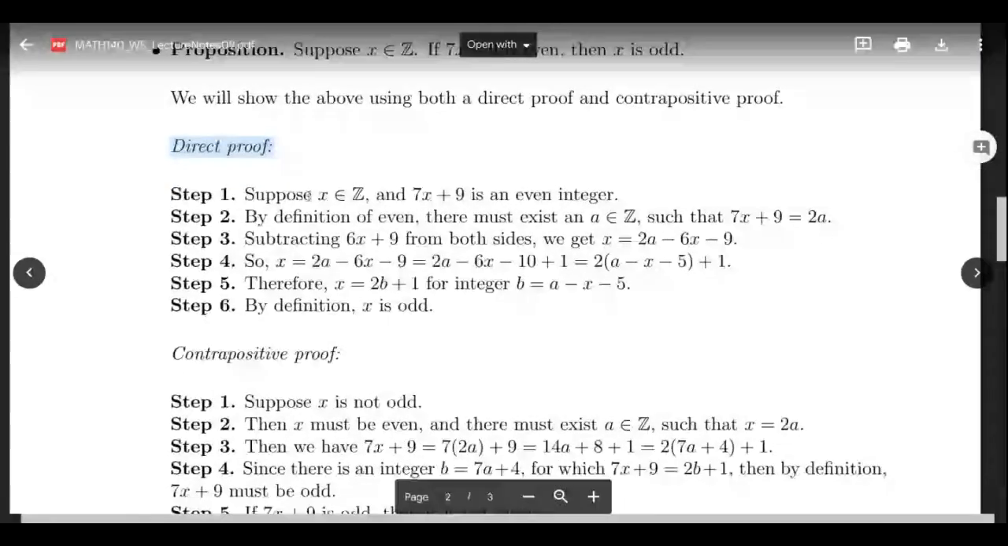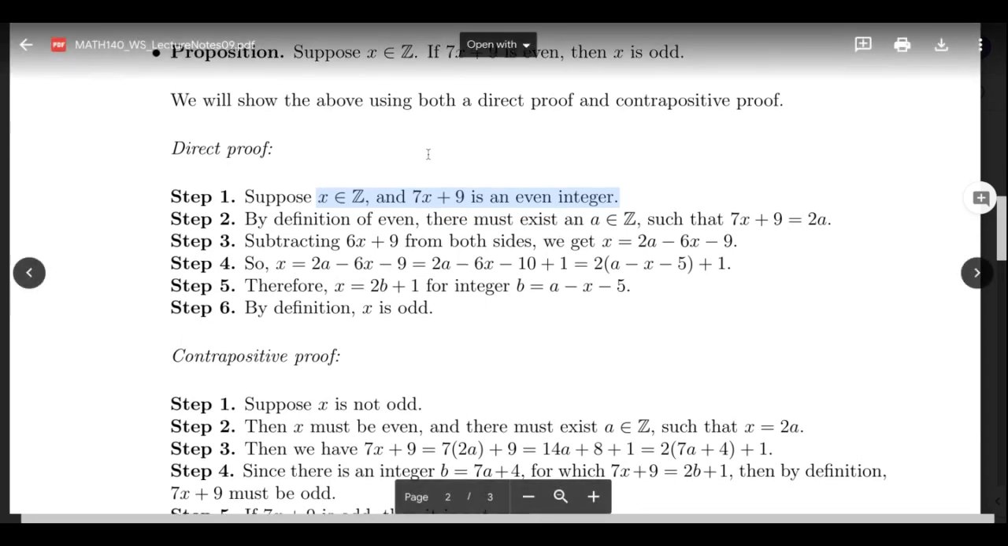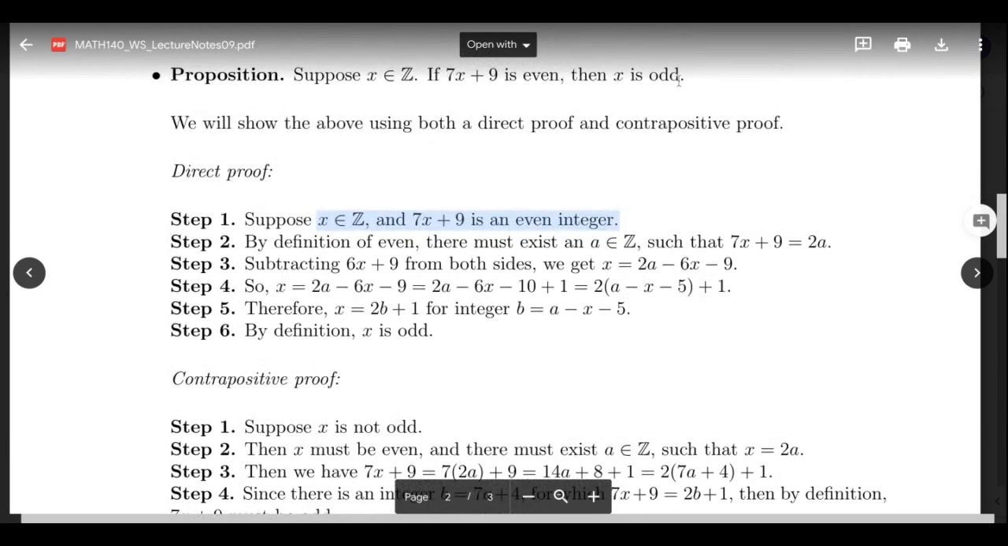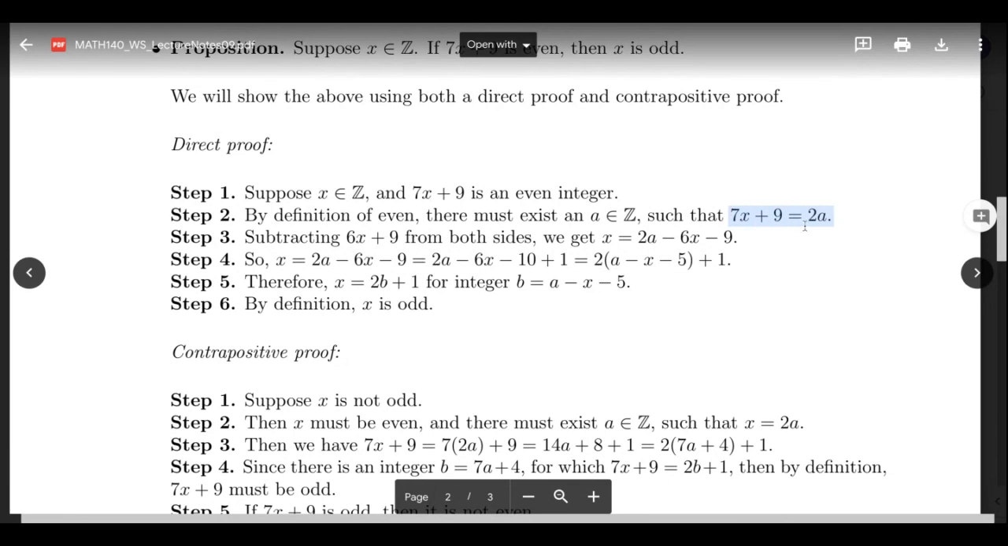So let's sketch up a direct proof. Suppose x is an integer and 7x plus 9 is an even integer. So assume P. P is 7x plus 9 is even, Q is x is odd. When we use a direct proof, we assume P is true. That's why here we assume x is an integer and 7x plus 9 is an even integer. By definition of even, that means 2 is a factor. So 7x plus 9 can be written as 2 multiplied by some integer.